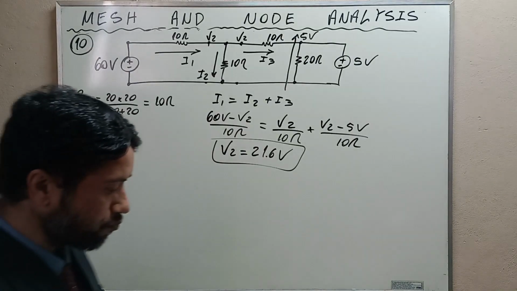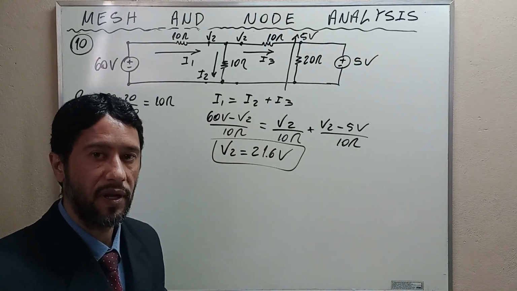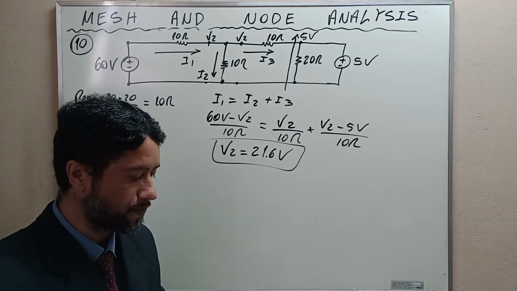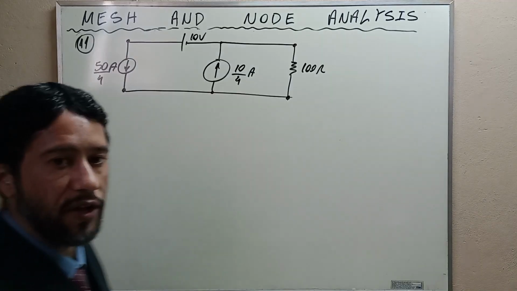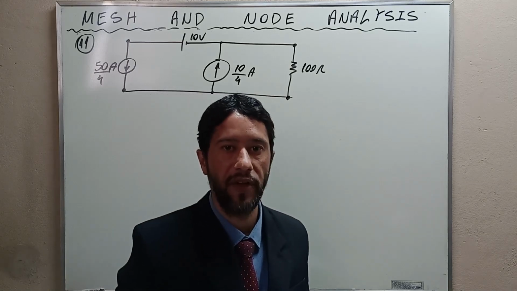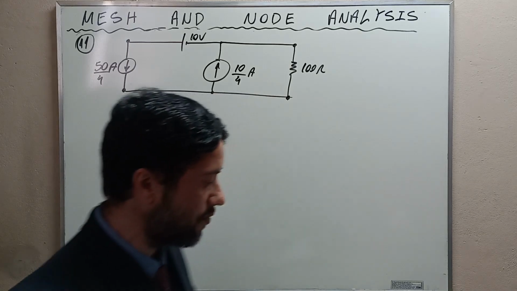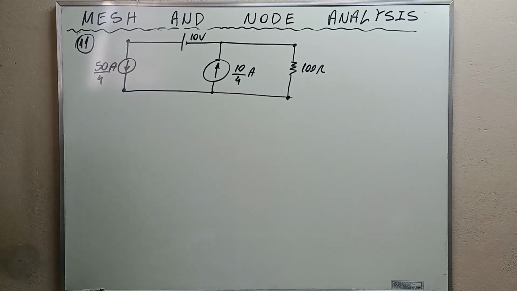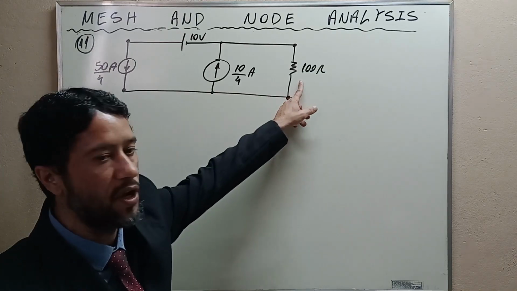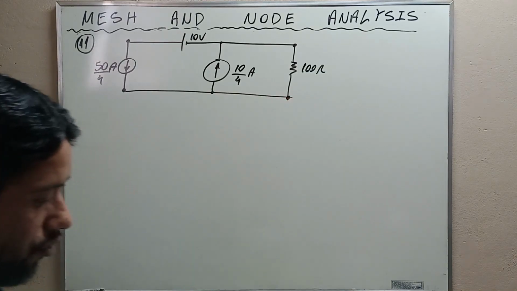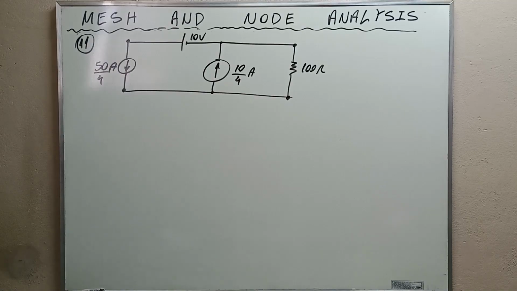Alright, my friends. Let's go to the last exercise. Let's go to exercise 11. Find the current through the 100 ohms resistance in the circuit. Okay, my friends, this is the exercise. And the exercise wants us to find the current through this resistor here.